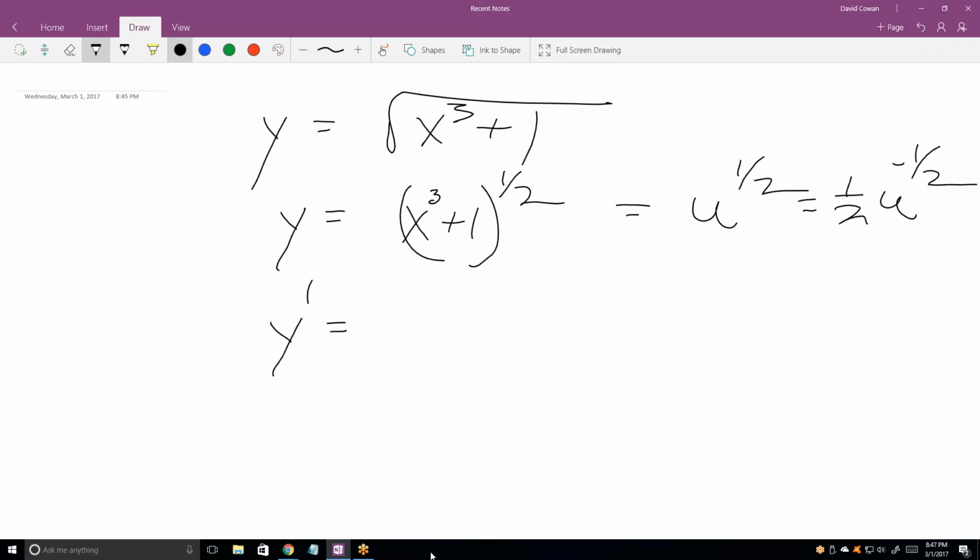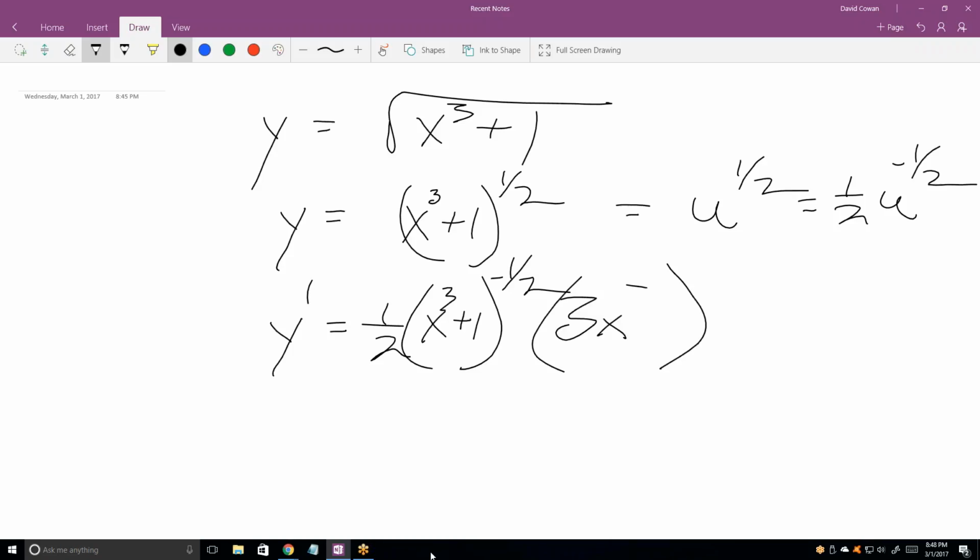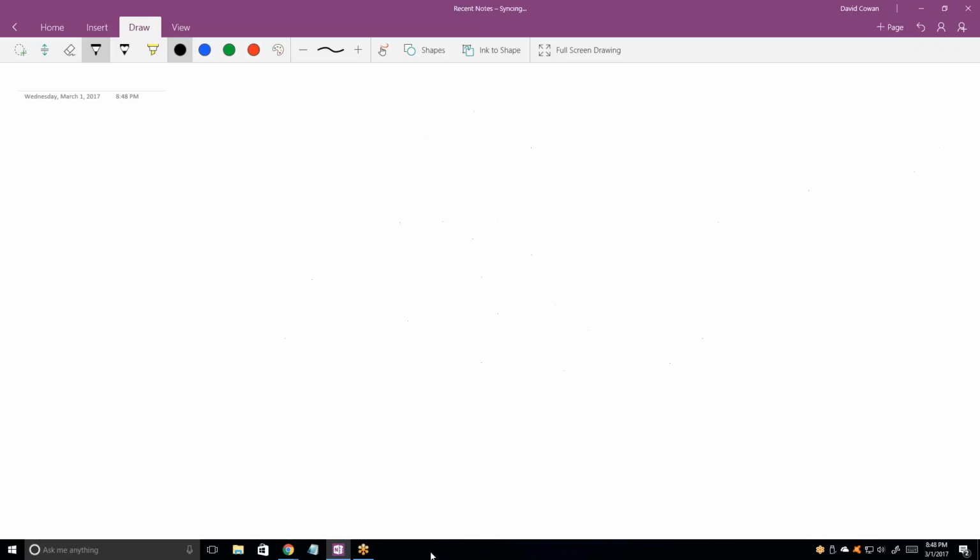So what is that? 1/2 times (x to the third plus 1) to the minus 1/2. Now, what's the derivative of the inside? 3x squared. That's the chain rule in a nutshell. Let's do more chain rules. Do you have another one?